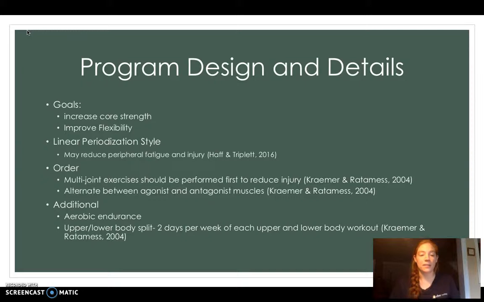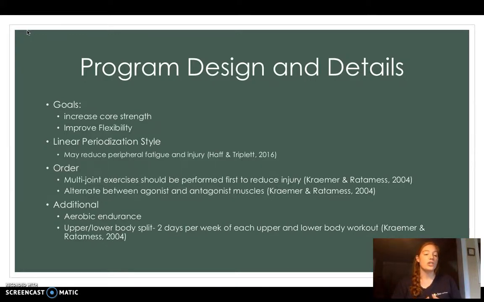The order of some of these exercises: I started each day with the multi-joint exercises. These are more difficult neurologically and often take a lot more strength. So those are first, in order that there's no injury and that they can be done to their fullest extent.